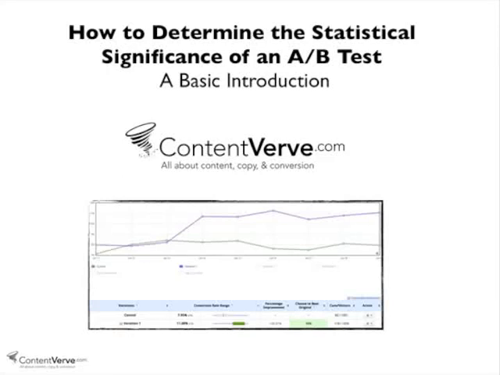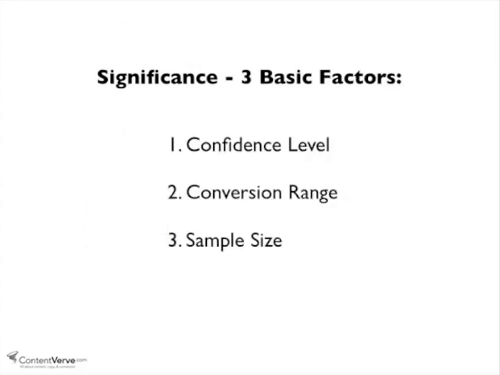Hello, I'm Michael Agard, and thank you very much for watching this short video on how to determine the statistical significance of an A-B split test. Today I'm going to go over three basic factors that are essential to establishing the reliability of your test results. These three factors are confidence level, conversion range, and sample size.